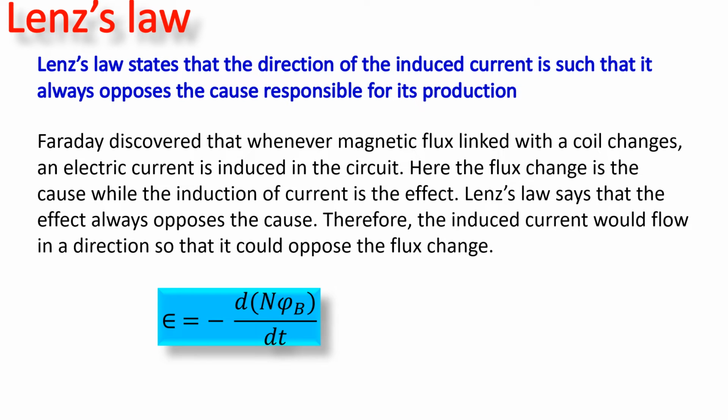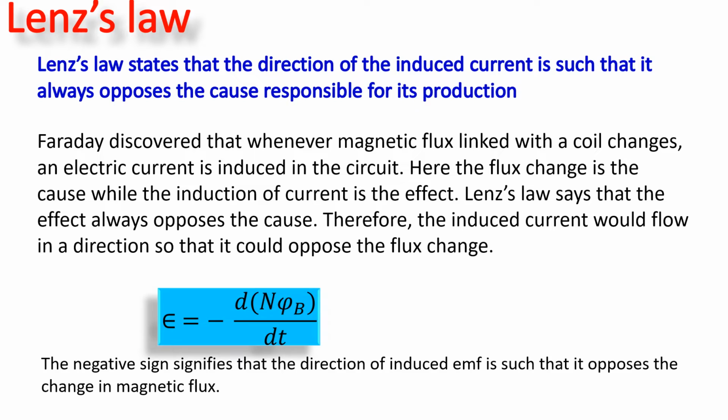So, the new equation for an EMF is epsilon equal to minus d of N phi B divided by dt. The significance of the negative sign is that the direction of the induced EMF opposes the change in magnetic flux.